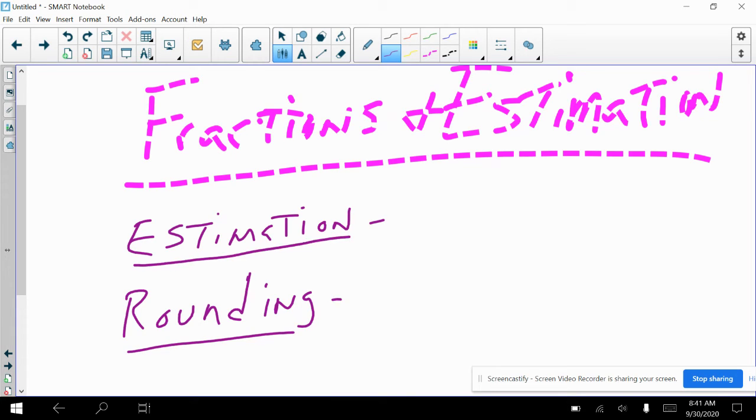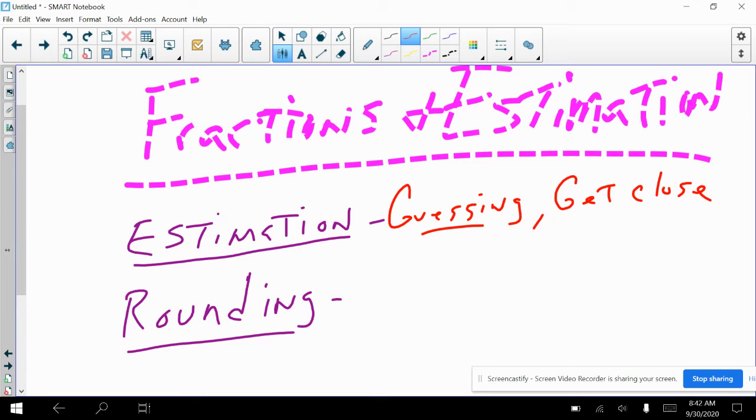All right, here we go. What is the difference between estimation and rounding? There's a difference between the two. Michael, talk to me. That's not bad. That's pretty good. Estimation, we can say that it's guessing. It's not a complete guess, but guessing is not bad. Get close, right?